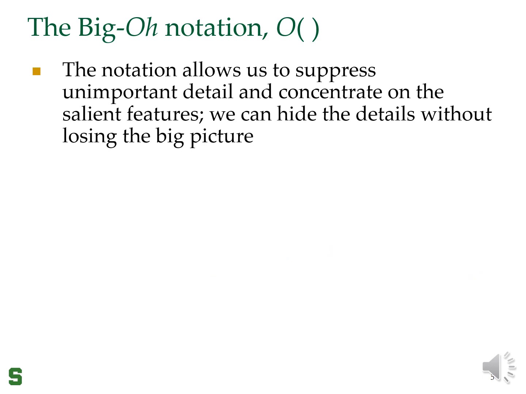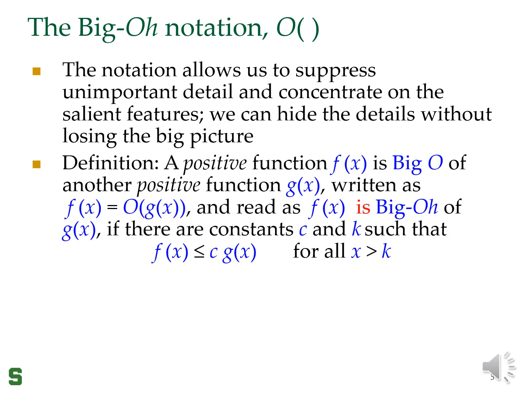So let's step back and look at this definition again. What we want is to be able to find a c and a k such that when x is greater than k, f(x) is less than or equal to c times g(x). If we are able to do that, we will say that f(x) is big O of g(x).